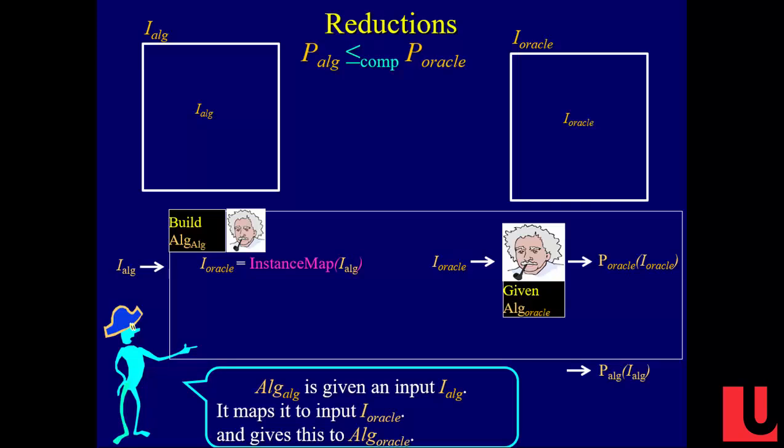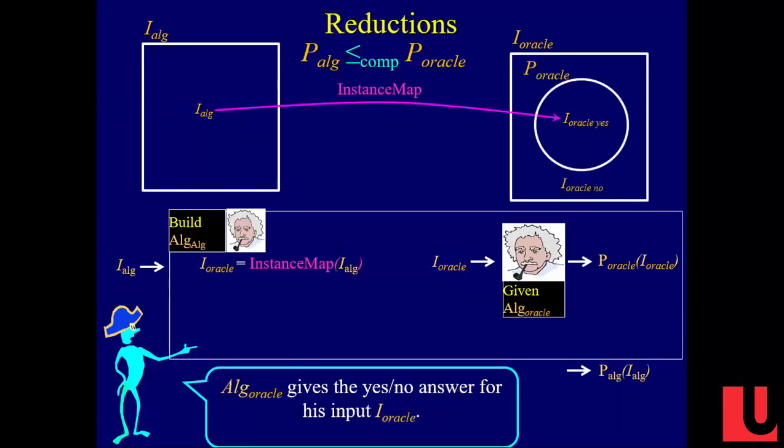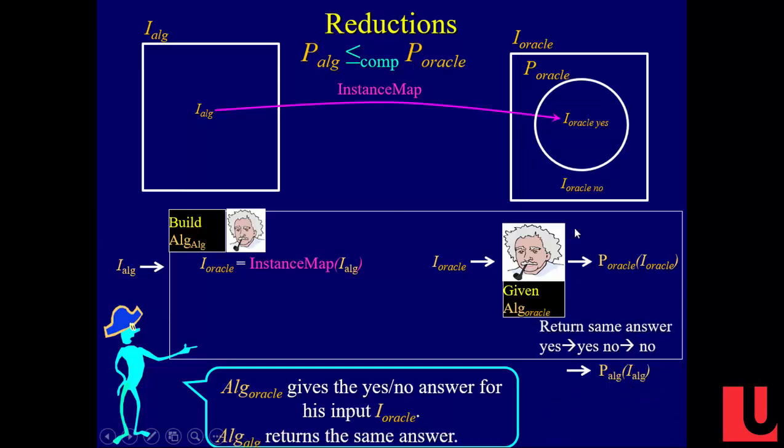Right? All right, so I do this mapping. You give me an instance to this. I give you an instance to this. We give it to the oracle. Right? There's our instance map. What do we need of this oracle, this map? We need yes instances get mapped to yes instances, no get mapped to no. Why? Because the oracle is going to say yes or no. And if we're doing Karp reductions, we'll give the same answer.